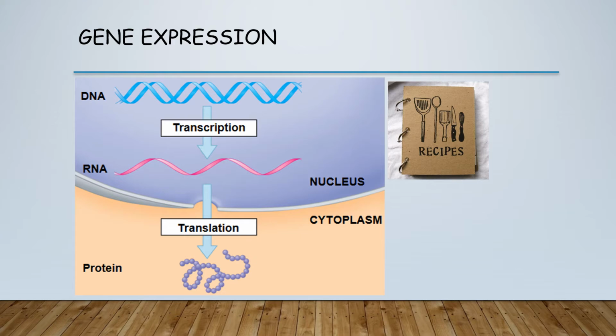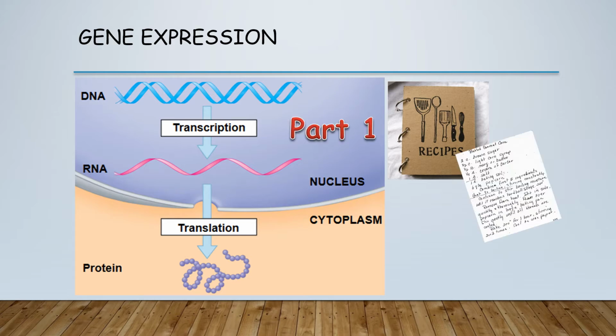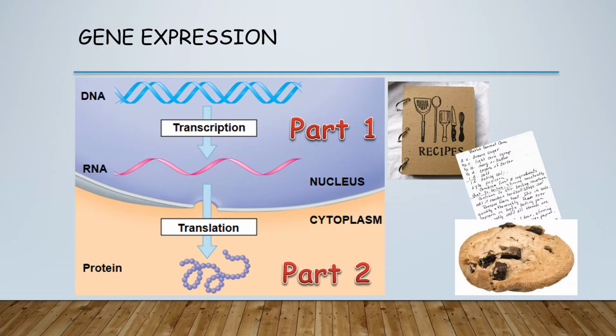And as we talked about in National 5, there's a couple of steps between DNA and protein. We didn't call them these names: transcription, which ultimately is about the recipe being copied from the recipe book, and translation, which is about taking that recipe and converting it into the final product. So that's what we're going to be looking at in part 1 and part 2 of our video lesson today. Part 1 being transcription, part 2 being translation.